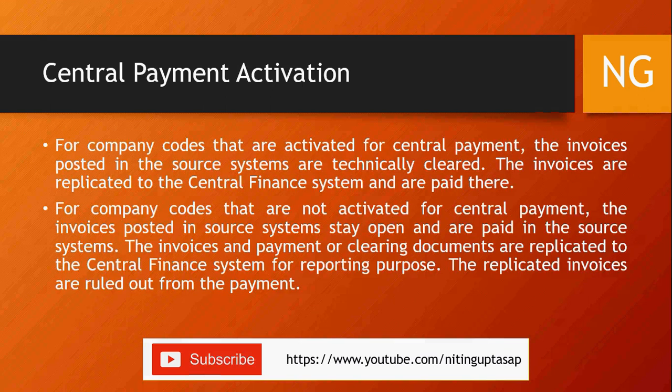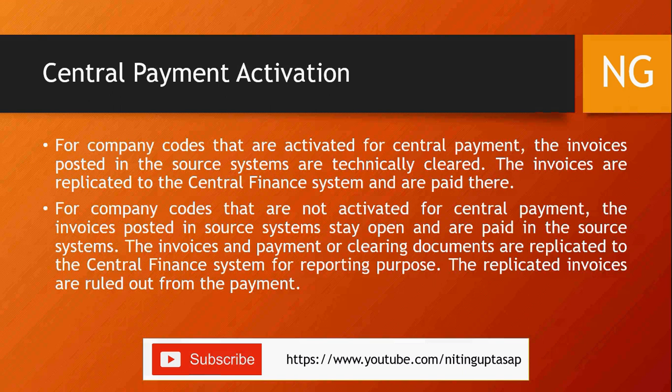For those company codes that are activated for central payment, the invoices are posted in the source system and technically cleared, and the payment will happen from the target system, which is Central Finance. For company codes that are not activated for central payment, the invoices are posted in the source system, stay open, and are paid from the source system itself.